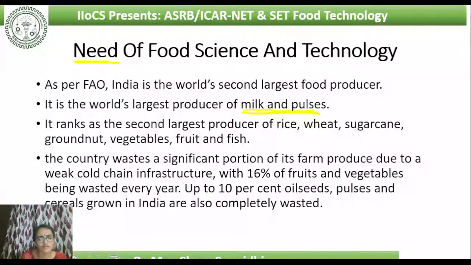But there are so many issues other than that. Our country is wasting a lot of food, a portion of its farm produce, due to weak cold chain infrastructure, with 16% of fruits and vegetables being wasted.